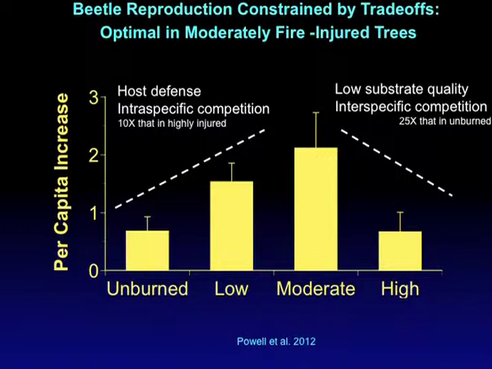How'd they do in the highly injured trees? Well, not so well either. For one, the substrate quality was lower, and it was available to lots of other insects, such as wood borers like Monochamus, bark beetles like Pityoctenes and Ips, and interspecific competition was 25 times higher here than in the unburned trees. So, okay, if you're a mountain pine beetle, colonize moderately injured trees.